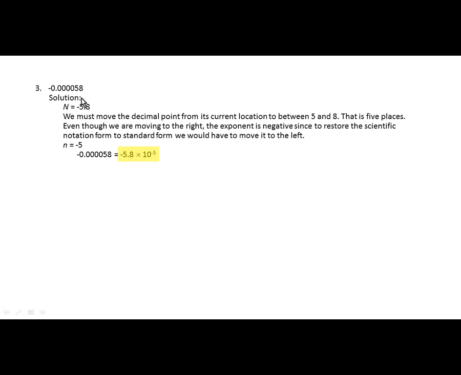Most students will like this when it's a decimal thing. They just count those zeros and add 1, because that's what happened. And don't forget that the exponent is actually negative, because we've got to move the decimal point back to the left to restore the original number.